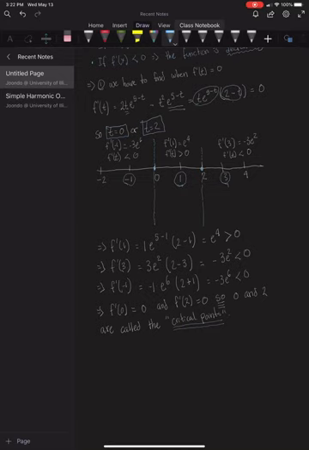And let's do another example. Let's see what I can show.